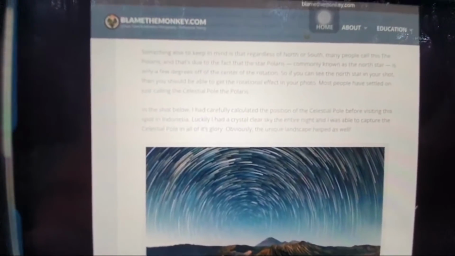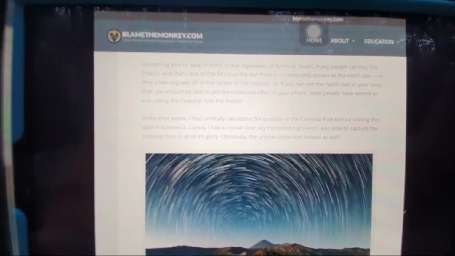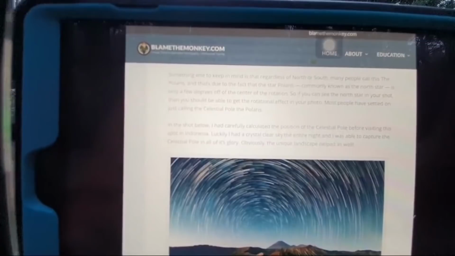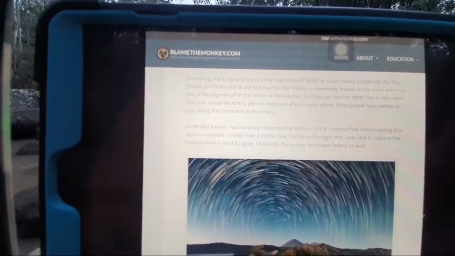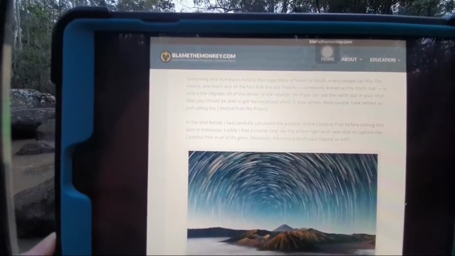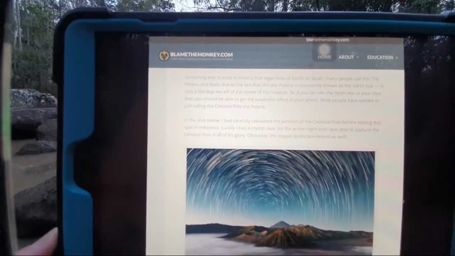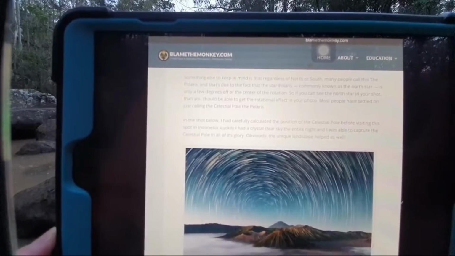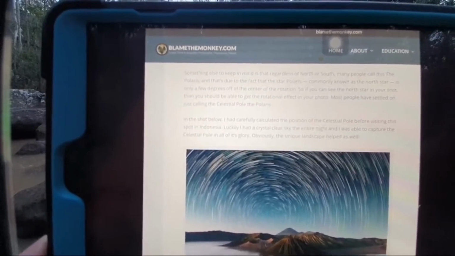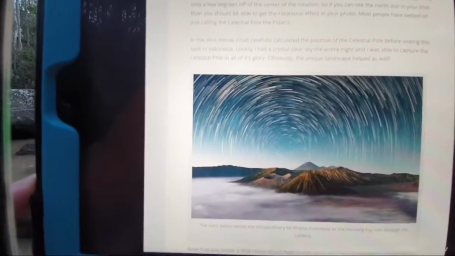It's just detailing. So if you can see the North Star in your shot, then you should be able to get the rotational effect in your photo. Most people have to settle on just calling the celestial pole the Polaris. In the shot below, I have carefully calculated the position of the celestial pole before visiting this spot in Indonesia. Luckily, I had a crystal clear sky the entire night. I was able to capture the celestial pole in all its glory. Obviously, the unique landscape helps as well. Yeah, beautiful image. Thank you.